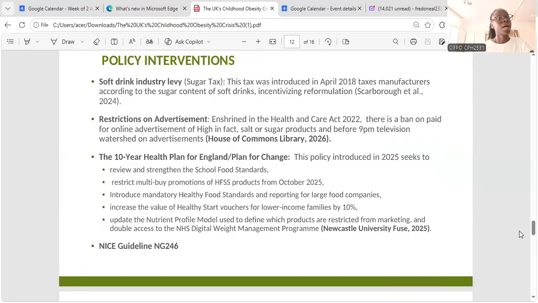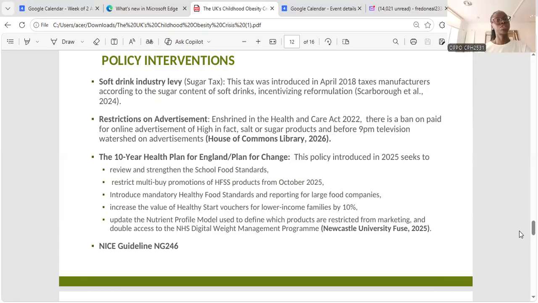Also, we have to talk about restrictions on advertisement ensured in the Health and Care Act 2022. There is a ban on paid online advertisement of products high in fat, salt, or sugar, and before 9 p.m. on television. Then the 10-Year Health Plan for England, Plan for Change.